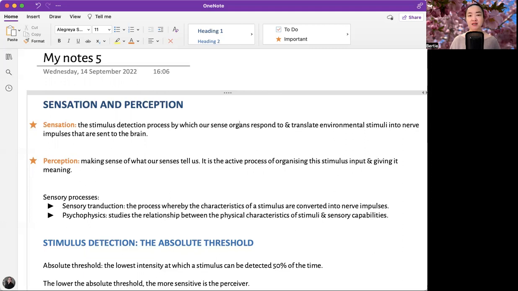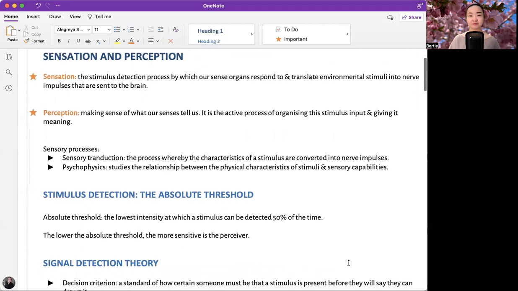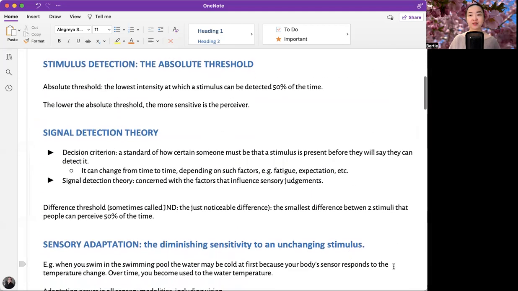Psychophysics studies the relationship between the physical characteristics of stimuli and sensory capabilities. Stimulus detection, the absolute threshold. Absolute threshold is the lowest intensity at which a stimulus can be detected 50% of the time. The lower the absolute threshold, the more sensitive is the perceiver.